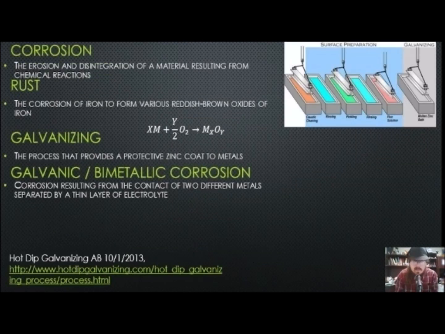Now, there's one last type of redox reaction we need to talk about, and that's kind of the natural type, which is corrosion. Corrosion is the erosion and disintegration of a material resulting from a chemical reaction. Specifically, one of the most common types is rust, which is the corrosion of iron to form various reddish-brown oxides of the iron. But generally, any form of corrosion is X amount of the metal plus 1/2 of Y amount of oxygen forms some sort of metal oxide of MxOy.